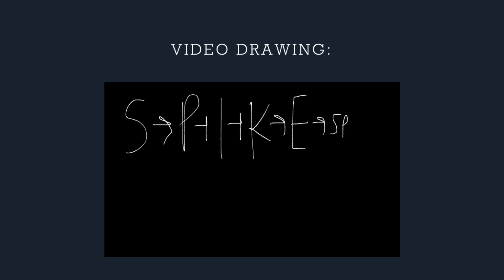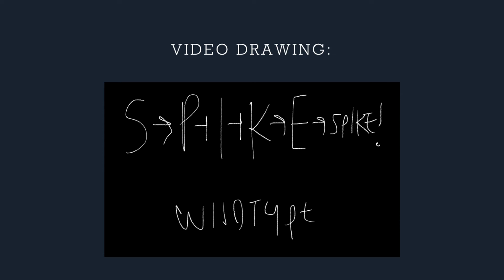This is the first developmental network without any changes. S promotes P, which inhibits I, which inhibits K, which promotes E, which then promotes spikes. Therefore, without any mutations, aka wild type, our little dragon friend can produce spikes.